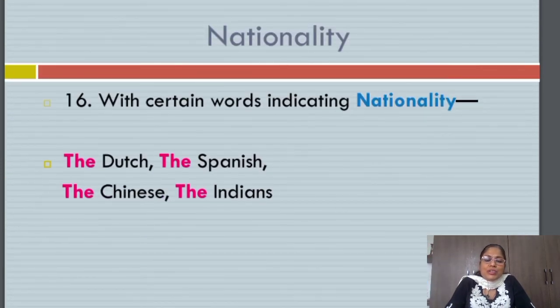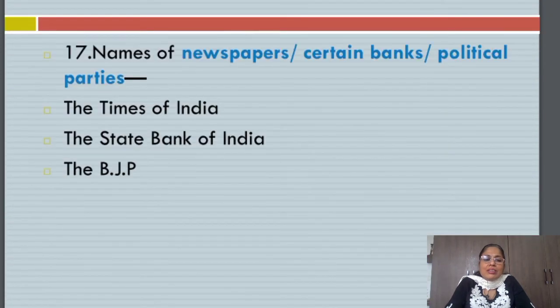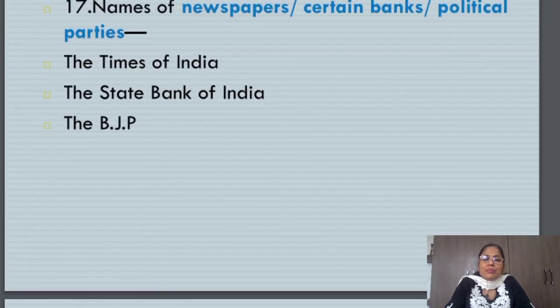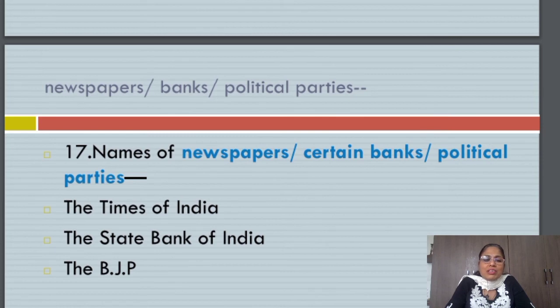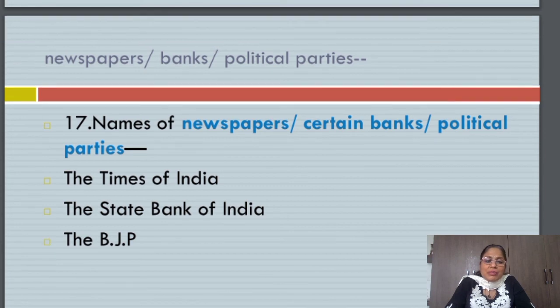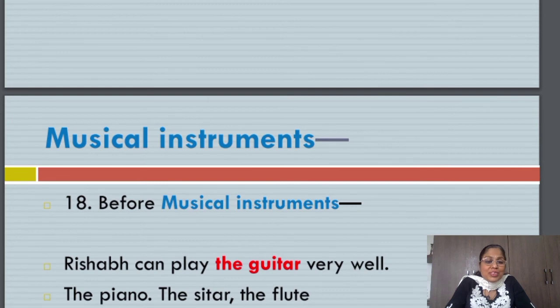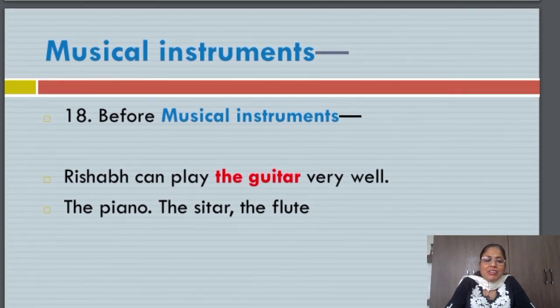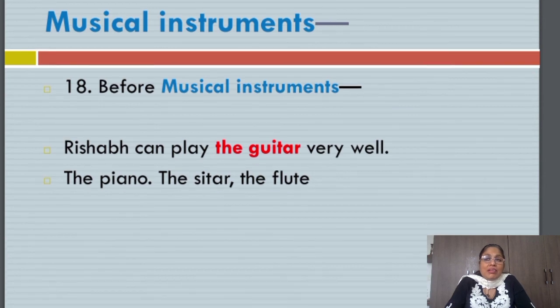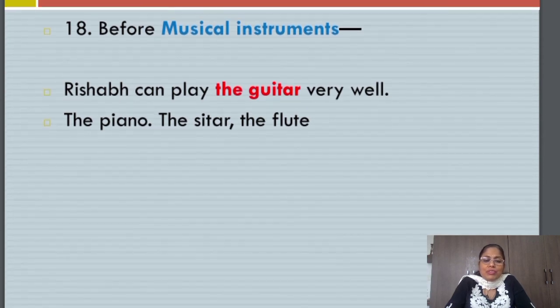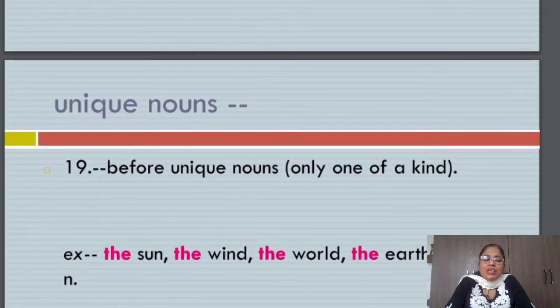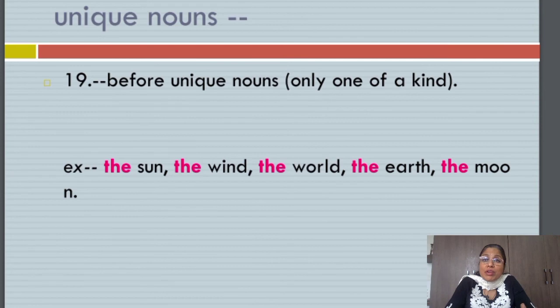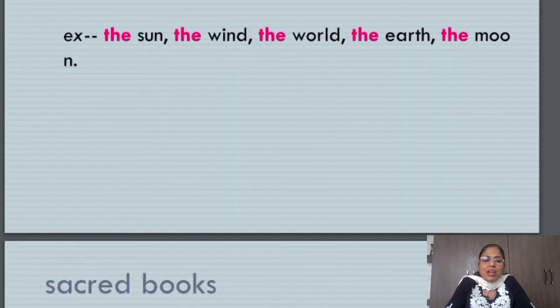The is also used before nationality of people. I say the Dutch, the Spanish, the Chinese, the Indians. The next usage is before names of newspapers, certain banks or political parties: the Times of India, the State Bank of India, the BJP. These are examples. Musical instruments. Rishabh can play the guitar very well. The other examples are, I say the piano, the sitar, the flute, whenever I make a usage. Unique nouns mean that this noun is only one of its kind in the universe. So the sun, the wind, the world, the earth, the moon, and so on.